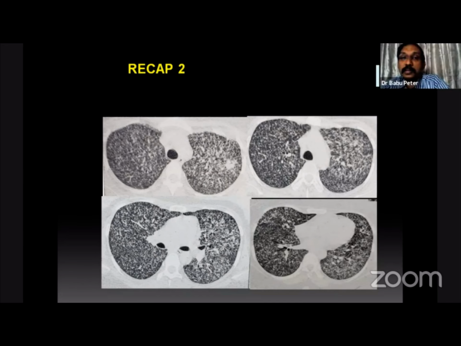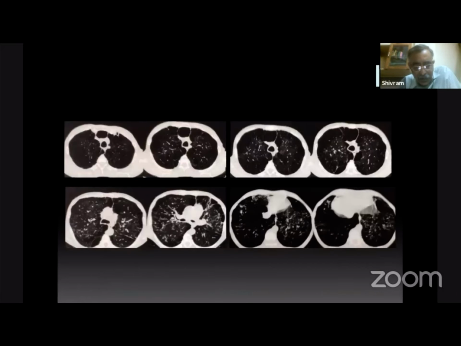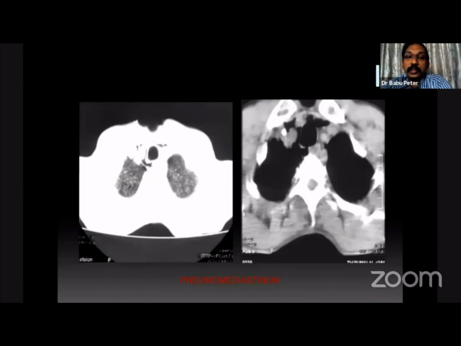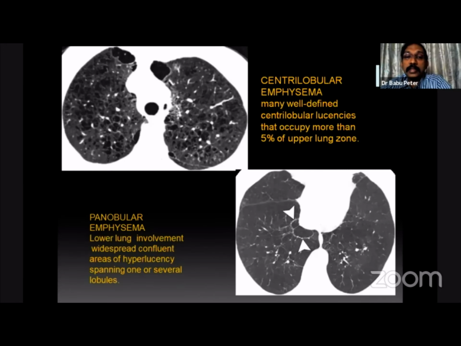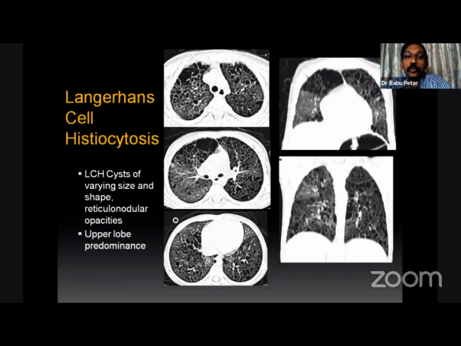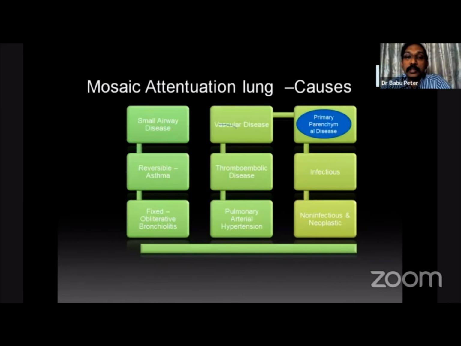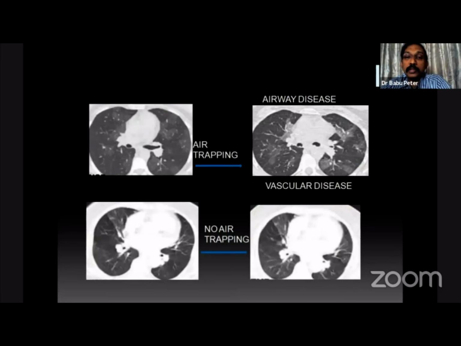Dr. Babu, the second question is why an expiratory scan is needed? Why is it done? You had explained it very nicely, but maybe the attendee has some confusion. The expiratory HRCT is basically done for two main purposes. One is evaluation of mosaic attenuation. Mosaic attenuation can be due to either an airway disease or a vascular disease.